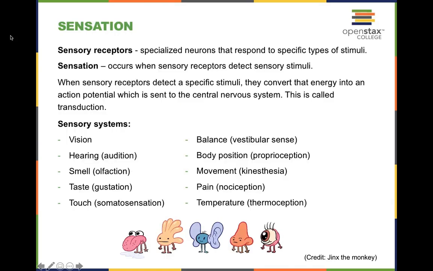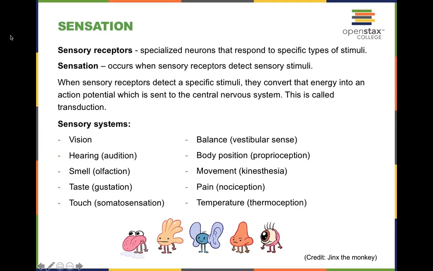Whenever it comes to sensation and perception, you can't have one without the other. It's like breathing in and out, and we'll get into how that operates here in the coming slides. But I want to define sensation as well as perception before we get to putting it all together.